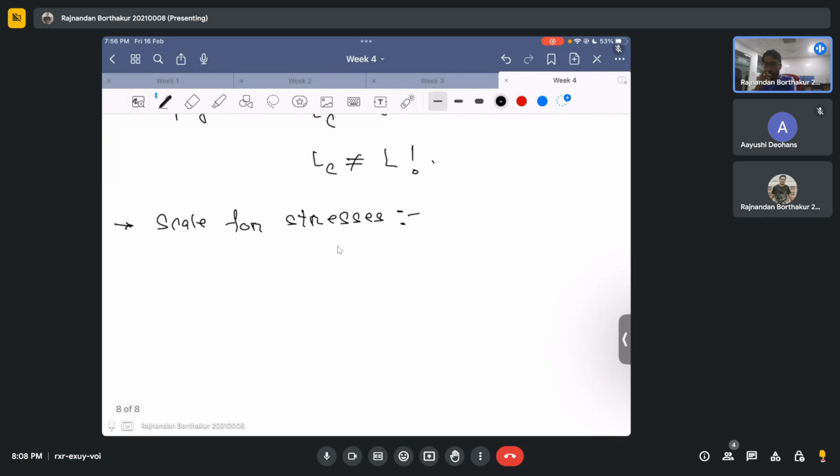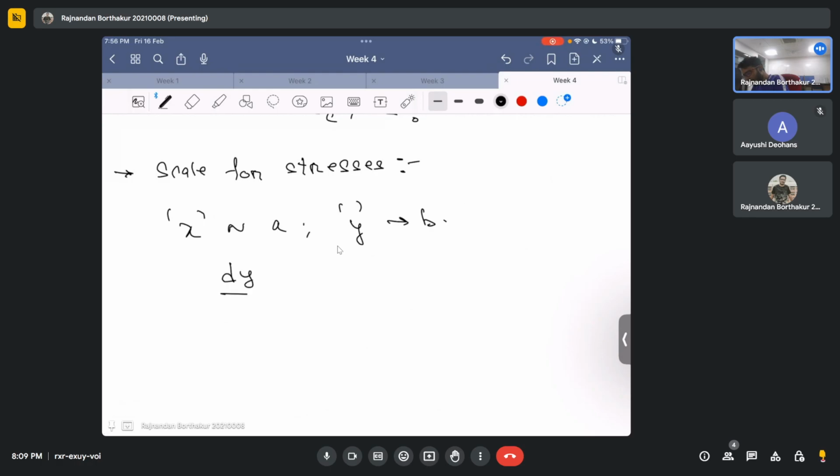Before that, I would just give you a tip here. If a quantity x scales as a, and if a quantity y scales as b, then can you tell me how dy by dx scales as? It's b by a, right? Yeah, exactly, b by a.